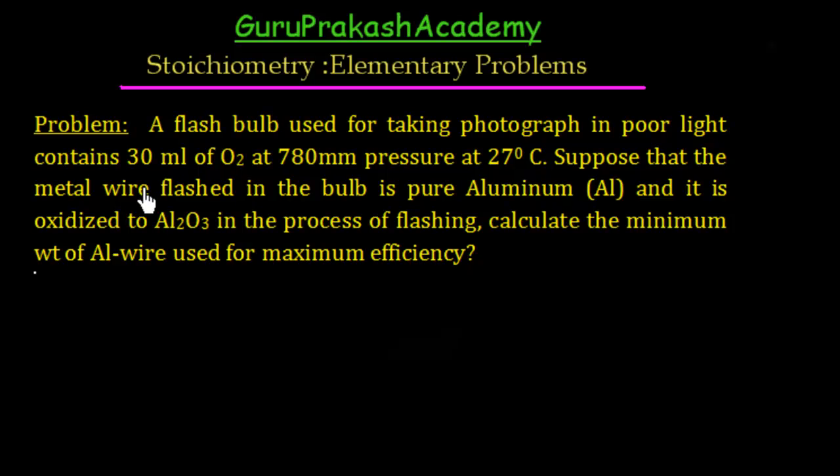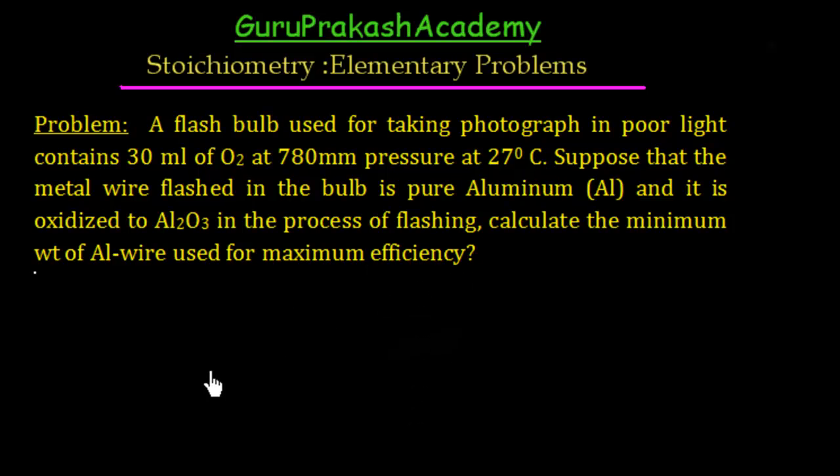Now this is an elementary problem from a stoichiometric chapter. The question says a flash bulb used for taking photographs in poor light contains 30 ml of oxygen at 780 mm pressure and 27 degrees centigrade temperature.